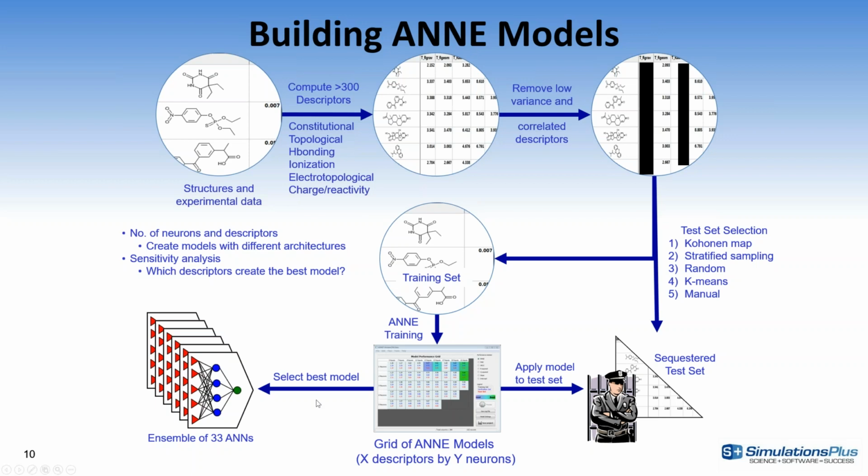And this is kind of a cartoon of a neural network. The red triangles are the descriptor values, and then these are multiplied by a coefficient and summed up in the neurons, and then each neuron is multiplied by a coefficient and summed up in the output neuron here.